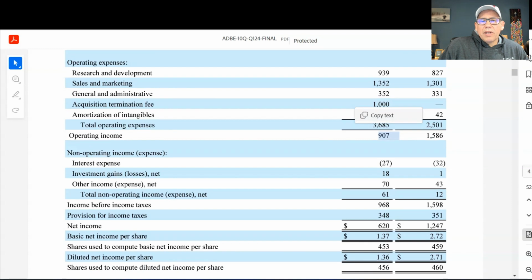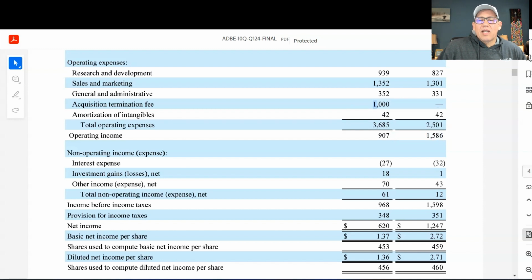Now, what I would point out here is you see that there is a one-time acquisition termination fee. Adobe was trying to acquire a company and it didn't work out. So they had to pay a $1 billion termination fee. And that's a one-time event. It's important to see if some of these items are one-time or if they're going to be reoccurring. This isn't going to happen every year. So if that didn't happen, they would have been at around 1.9 billion in operating income, more comparable to last year for the same quarter, which was at 1.5 billion.